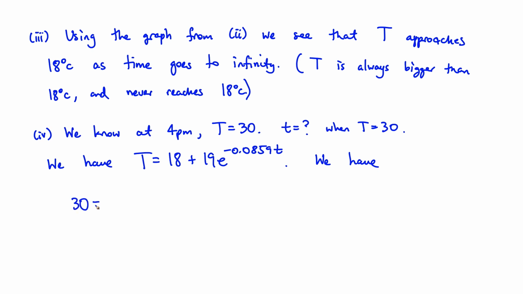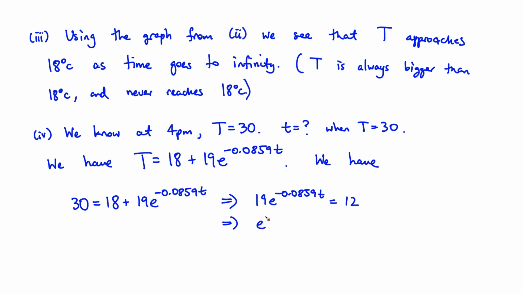So we have 30 is equal to 18 plus 19 e to the minus kt. And we're going to solve this for little t, and it's much the same as when we solved for k. We rearrange the equation. We're going to have to take a log because our unknown is in the exponent there, but we can figure out what little t is. Okay, so just as before, 19 e to the minus 0.0859t is equal to 30 minus 18, which is 12.